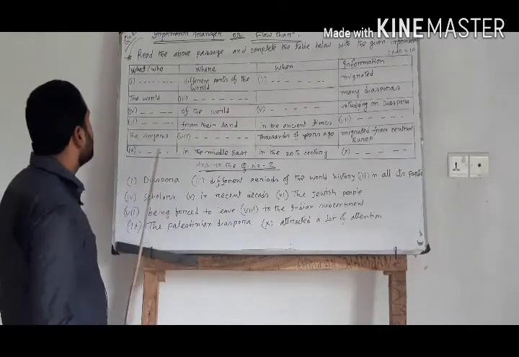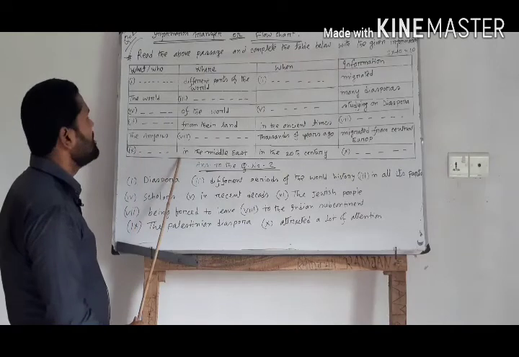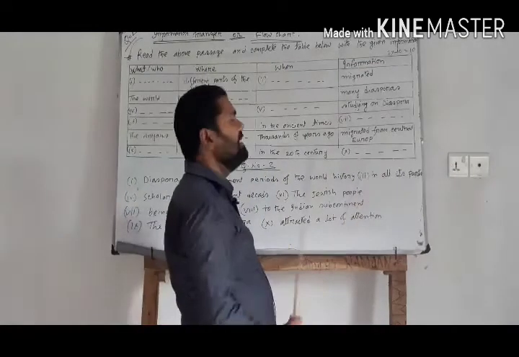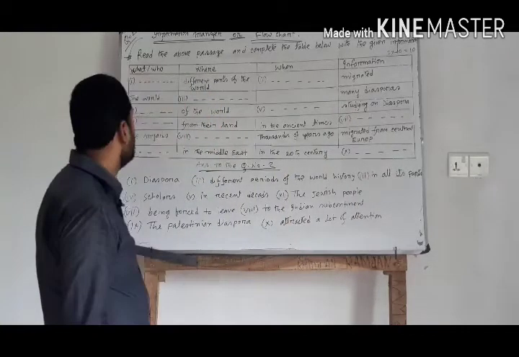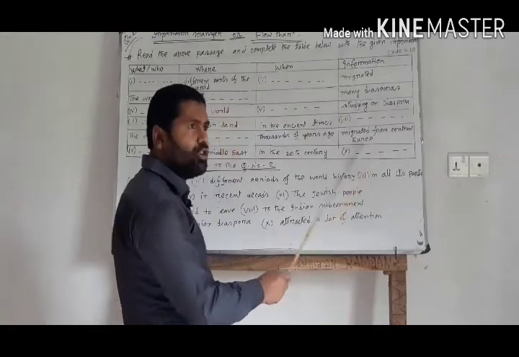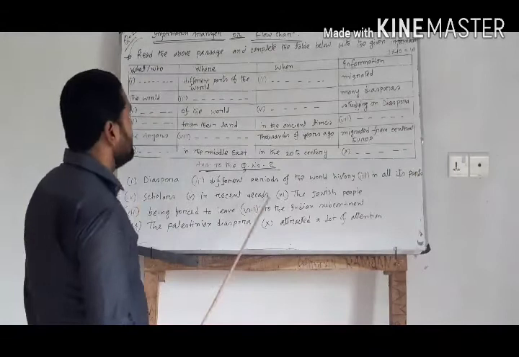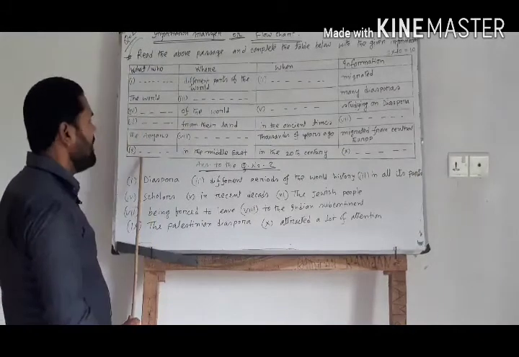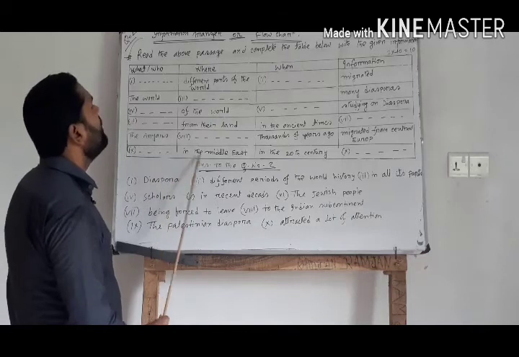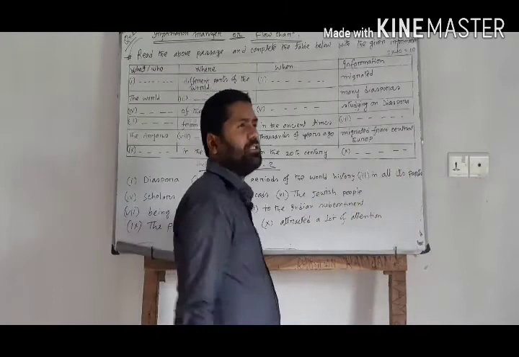Last stage, fill in the blanks. Number 9: "dash in the Middle East in the 20th century dash." In this line we have to find out the subject and the information. So go through the passage and find out the sentence, and you will see number 9: "The Palestinian diaspora in the Middle East in the 20th century attracted a lot of attention."